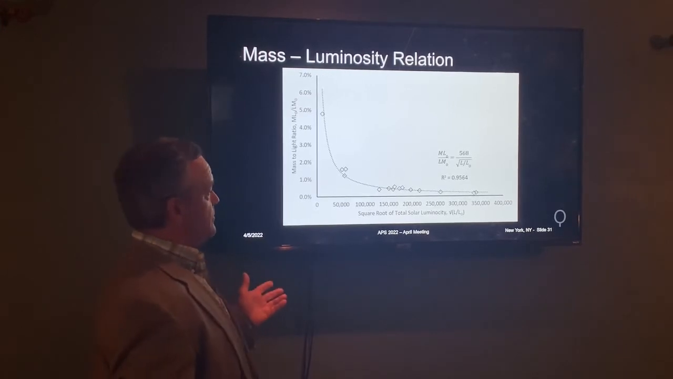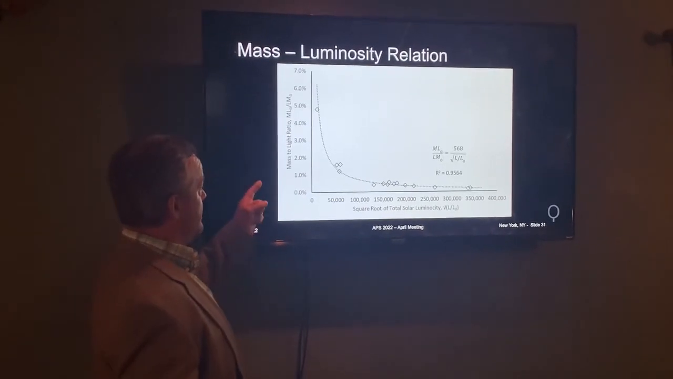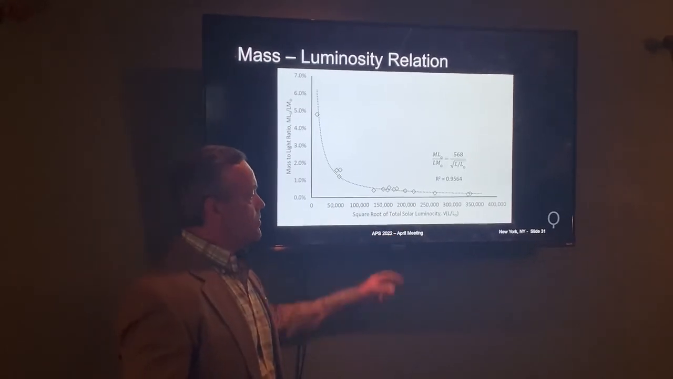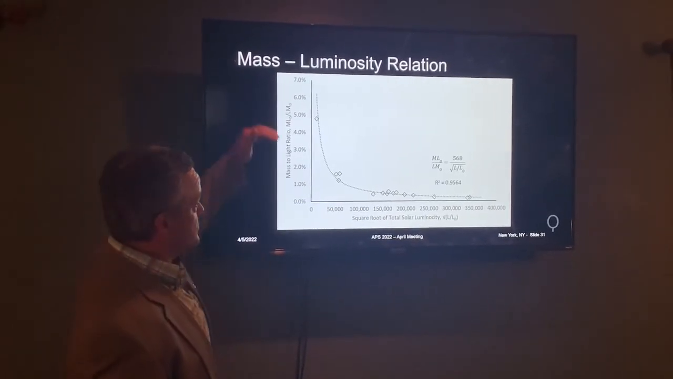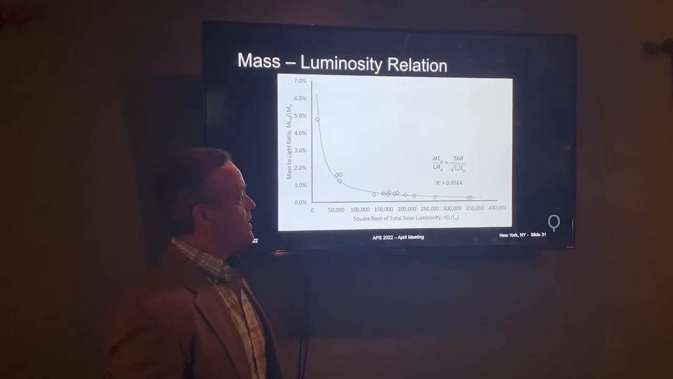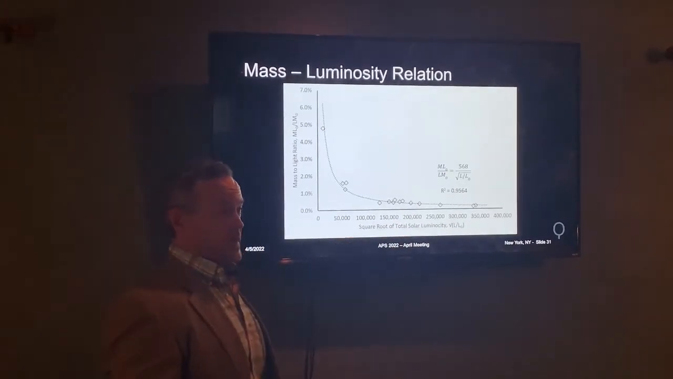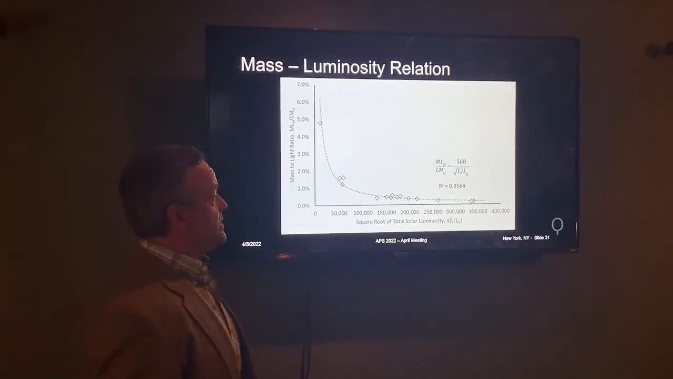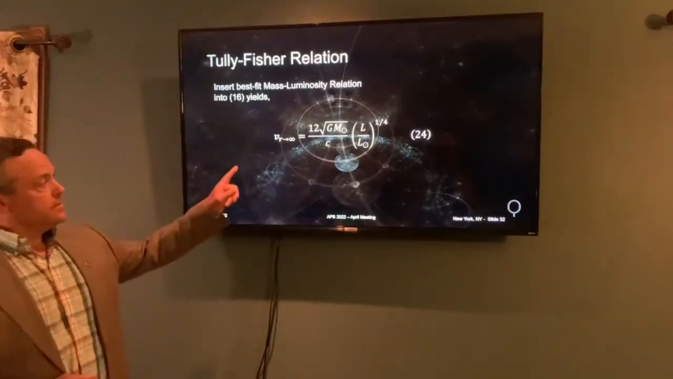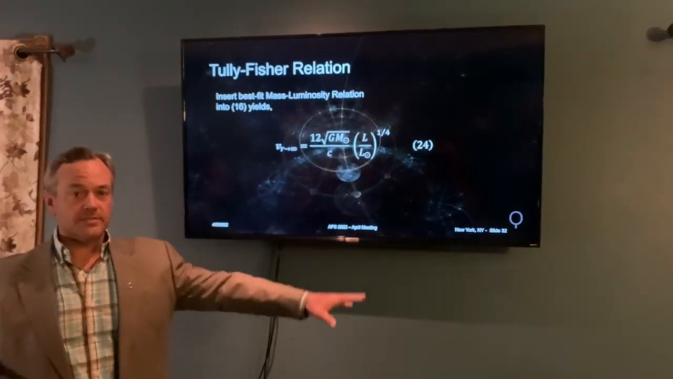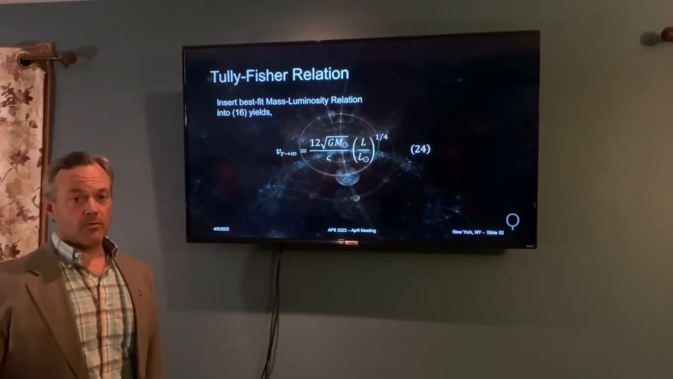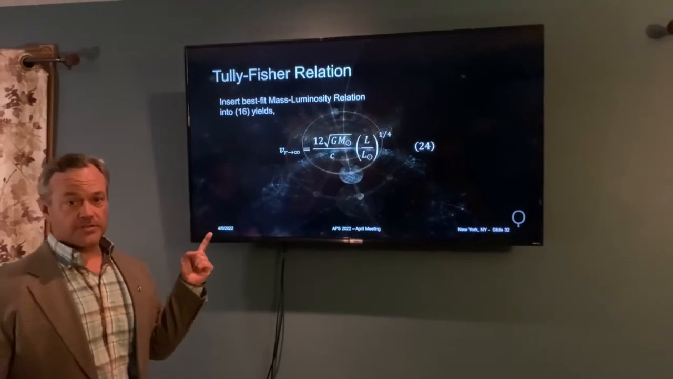So for reasons that will become apparent in the next slide, I plotted the relative mass to light ratio versus the square root of total solar luminosity. And you get this really nice inverse function. In fact, it has an r squared of 0.96, which is a really good fit. The reason why I did this is when you plug this back into the model, you get the velocity at extreme distances from galaxies is directly proportionate to the total luminosity to the 1/4 power. This is the Tully-Fisher relation.